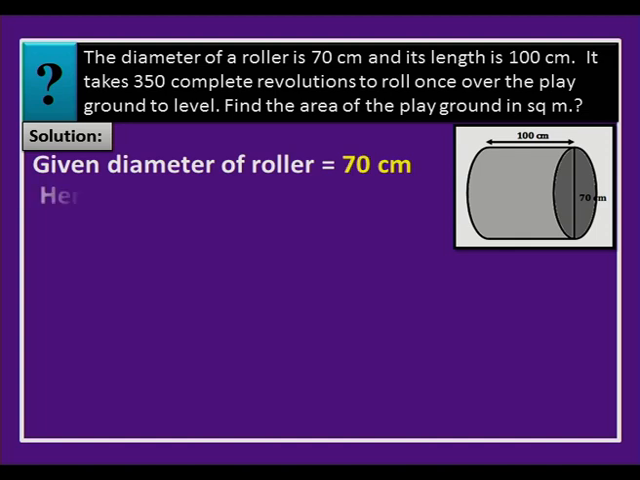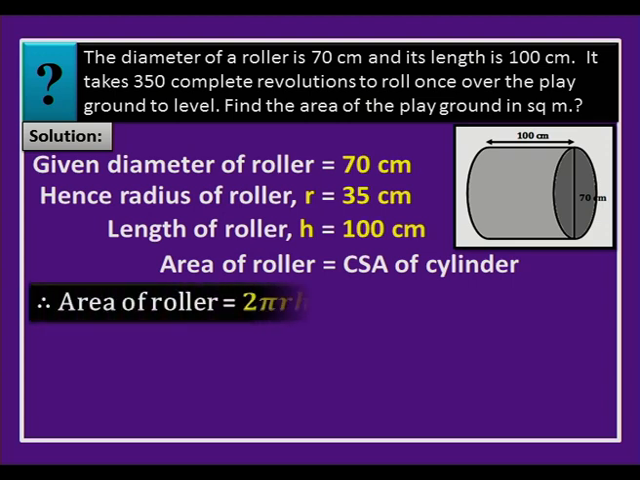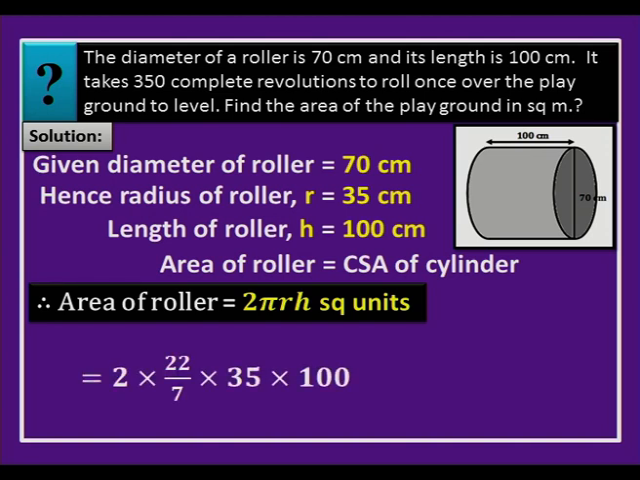So, since the diameter is 70, what is the radius, children? Half of it, that is 70 by 2, which is 35. The length of the roller is already given as 100 centimeters, which we are going to consider as the height. Okay, children. Then the area of the roller is nothing but the curved surface area of the cylinder, and we already know the curved surface area of a cylinder is 2 pi r h square units. Let us substitute these values. So, 2 into 22 by 7 into r, which is 35, into the height, that is the length, 100.